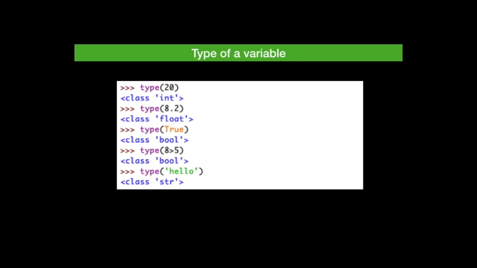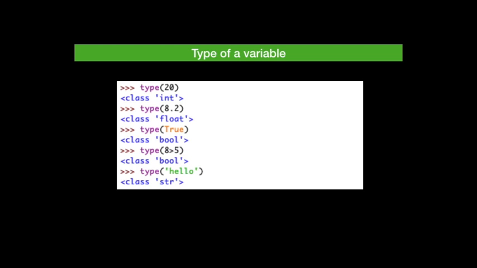Next one is type(8.2). As this is a floating point number, the class will be float. For True, the class is bool. For the next one, also the class is bool. And for the last one, as we can see, it's a string, so the class is str.